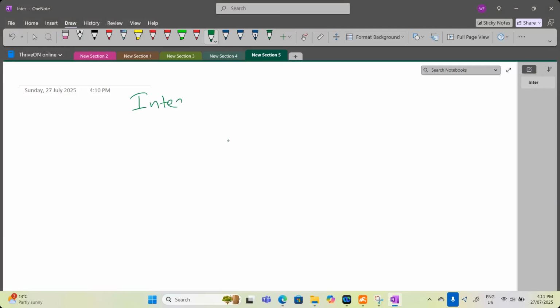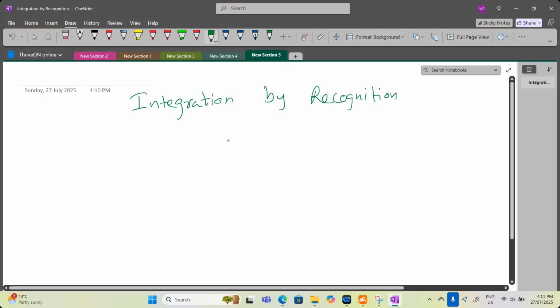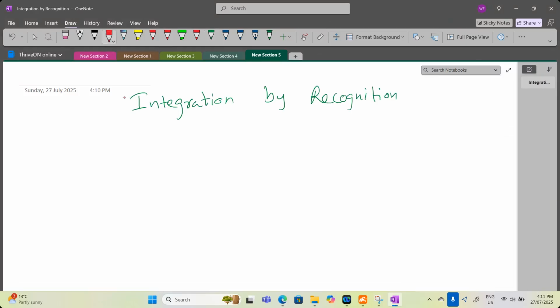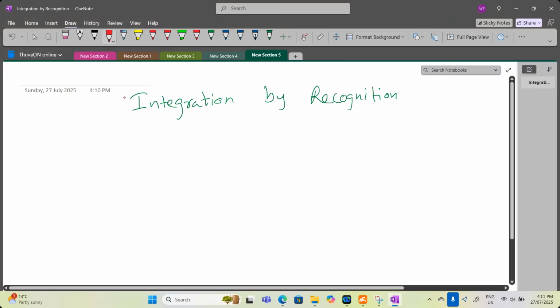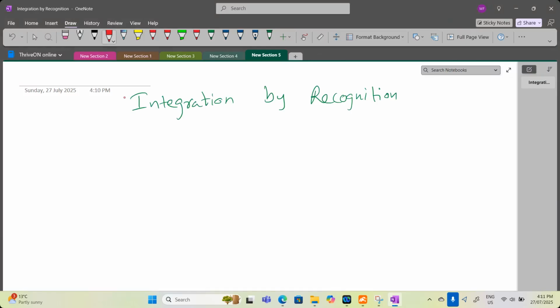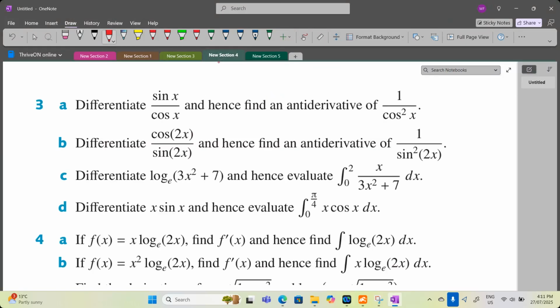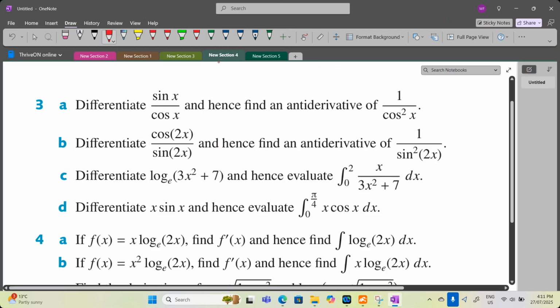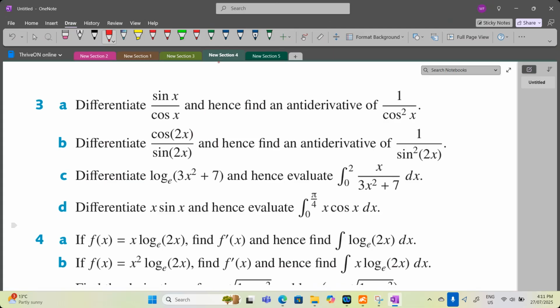Integration by recognition is a common technique to integrate things that we cannot do otherwise. Let's get an example. There are a few questions here that you can use to practice this skill. I randomly pick a few of them because everything uses the same logic. Let's start with this C and D.